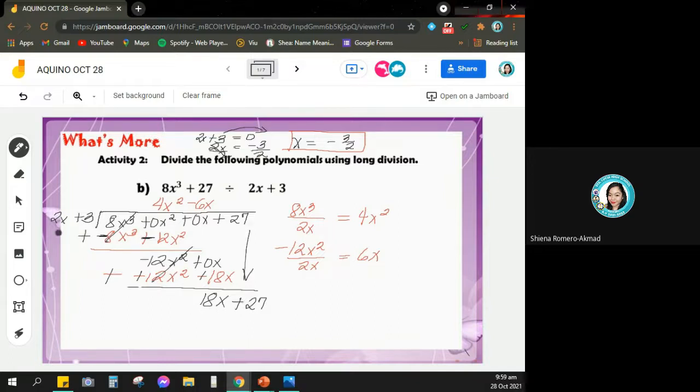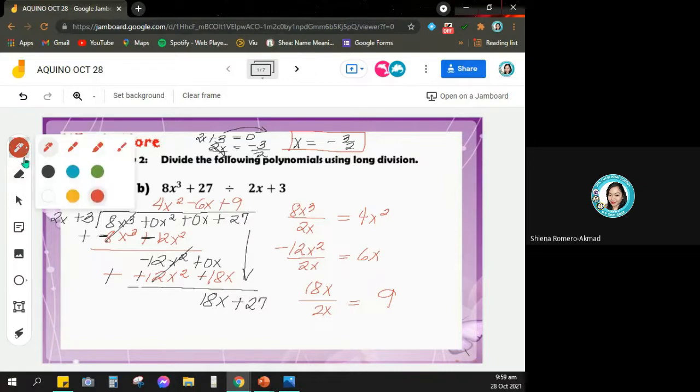So, yung first term to first term, divide natin. So, 18x divided by 2x. 18 divided by 2 is 9. X divided by x is 1. So, positive 9. 9 times 2x is 18x. Plus 9 times 3 is 27.